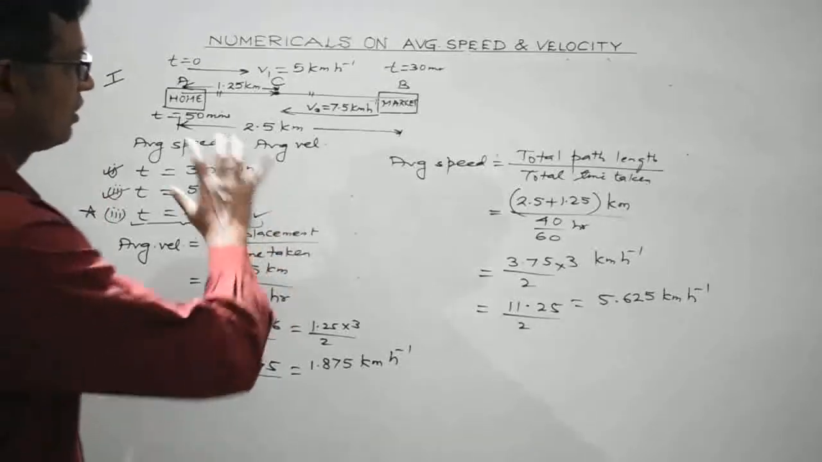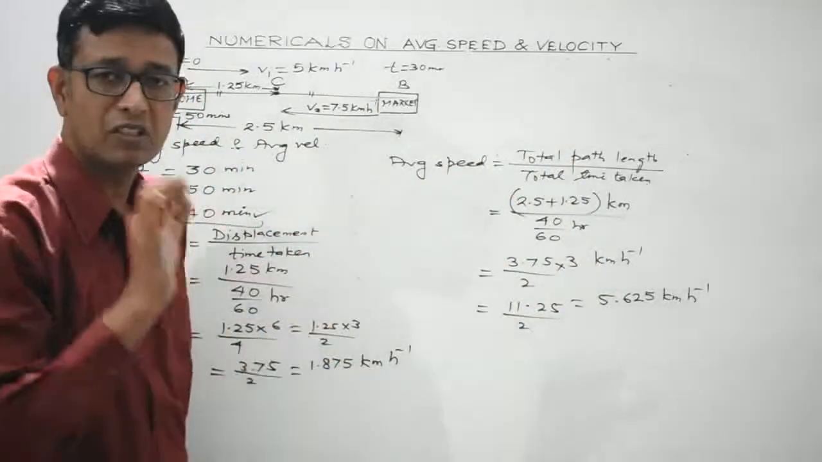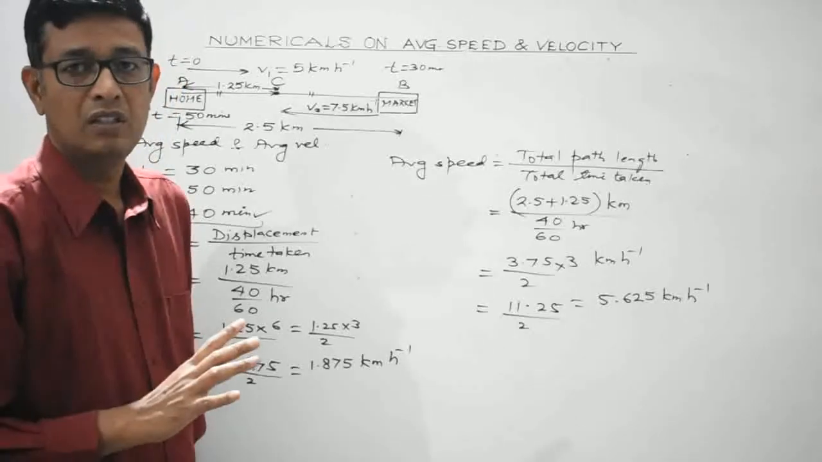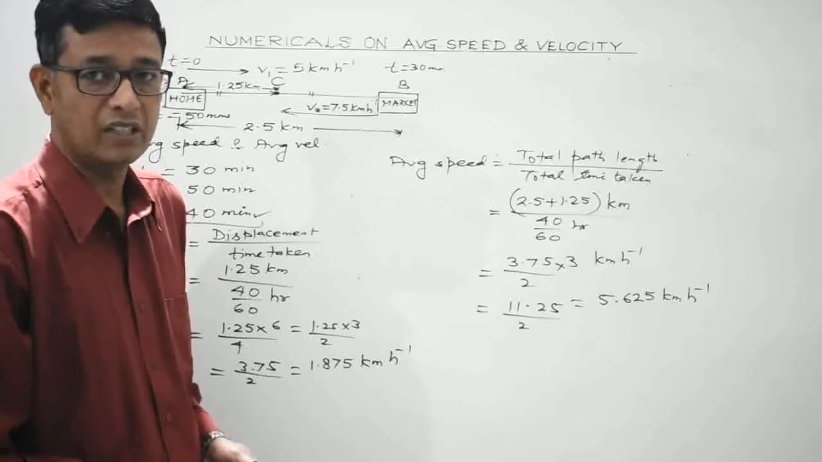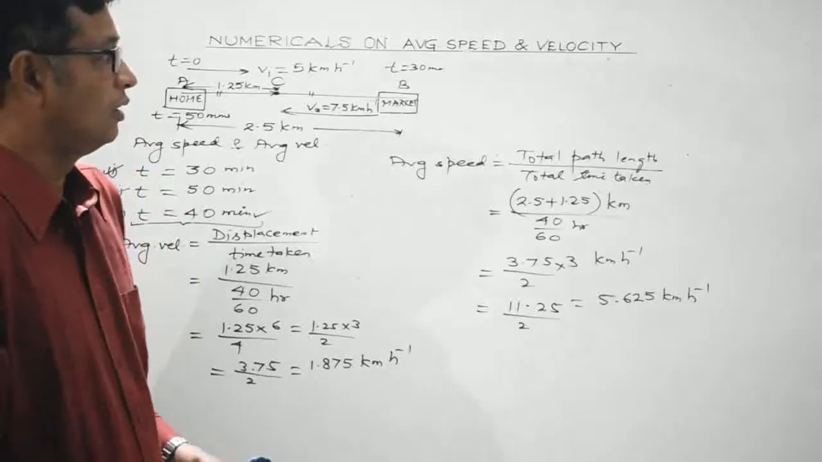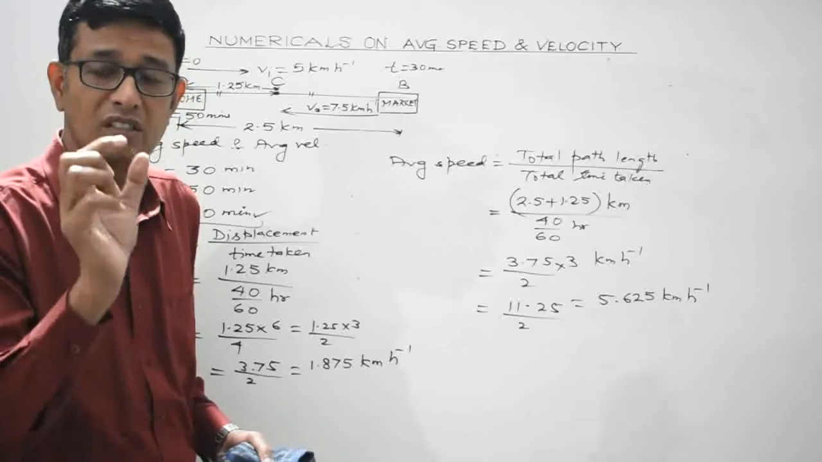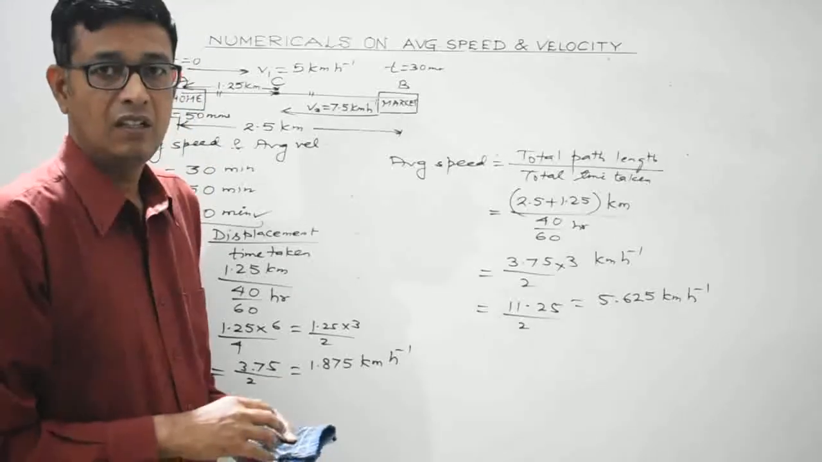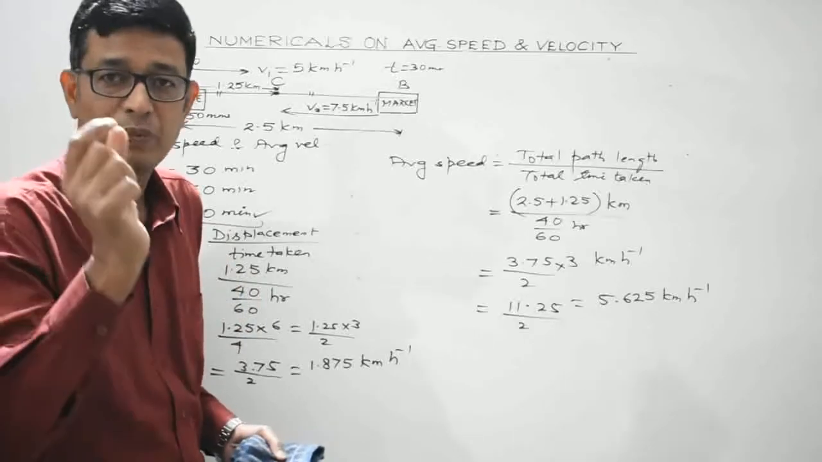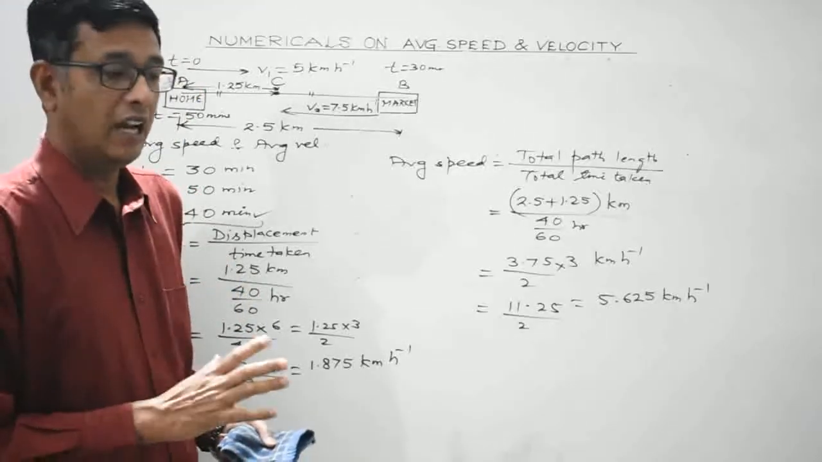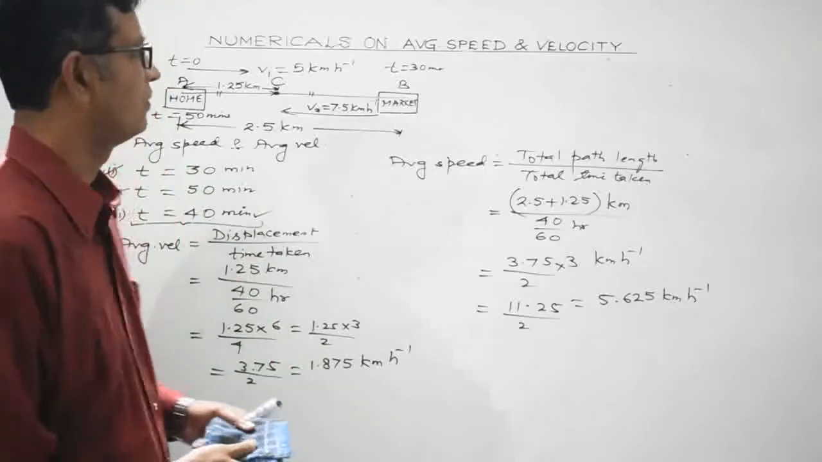So student, this was a very, very important question. I think this numerical must clear your concepts related to speed and velocity. Right? So you need to consider, while talking about speed, we need to consider the actual path length. And while talking about velocity, we need to consider the displacement. Right? And when displacement is 0, average velocity is 0. Right?